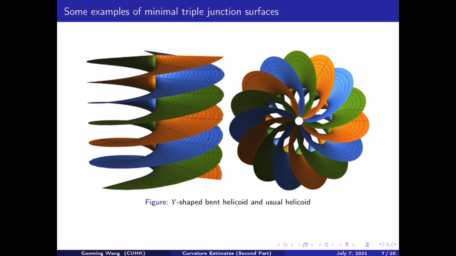Like the minimal surface case, we also have Y-shaped helicoid type minimal triple junction surfaces. The first one is the standard Y helicoid. Like the picture shows, we can make 3 copies of half helicoids and let them form the same angle along this vertical axis. The second one is the bent Y helicoid.